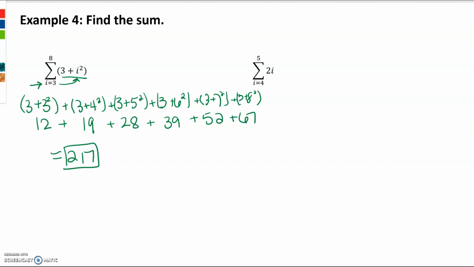Okay, so some of them will be long and some of them will be a little bit shorter. So this one actually says to start at the 4th term and end at the 5th term. So this one's a little bit shorter, and I'm just plugging those in for that i. So I have 2 times 4 plus 2 times 5. I'm simplifying that to 8 plus 10, so my answer here is 18. So from the 4th term to the 5th term, the sum of my series is 18.